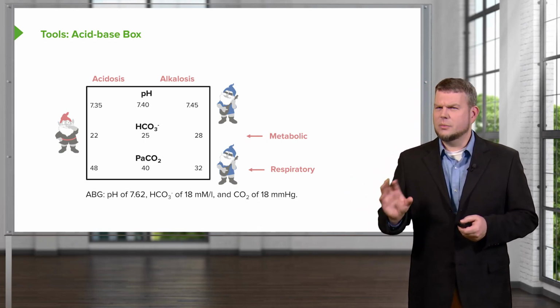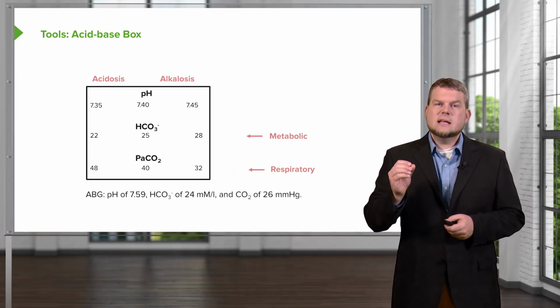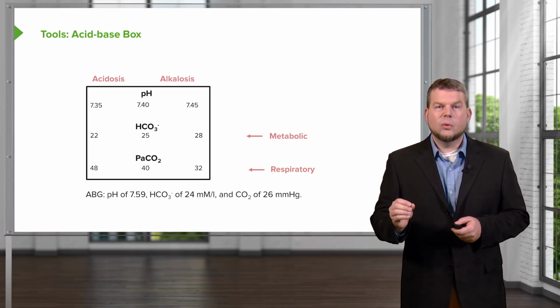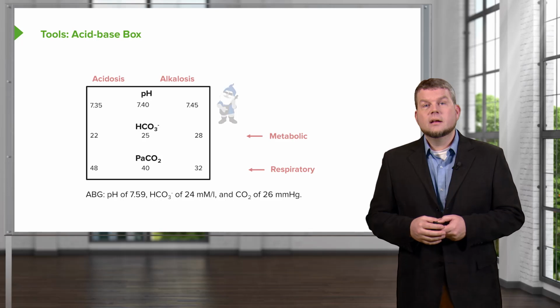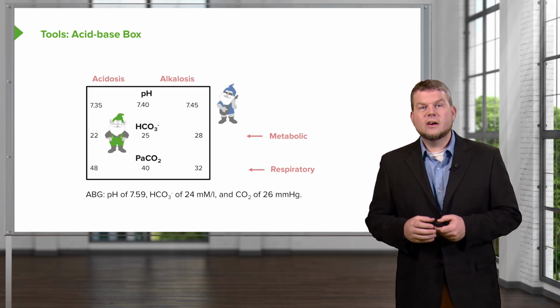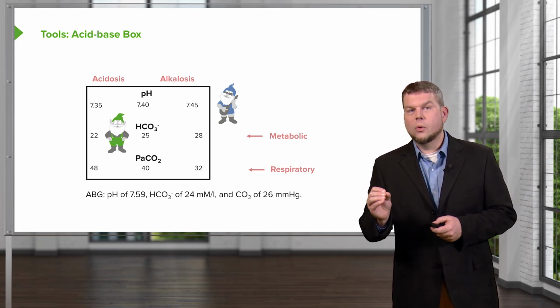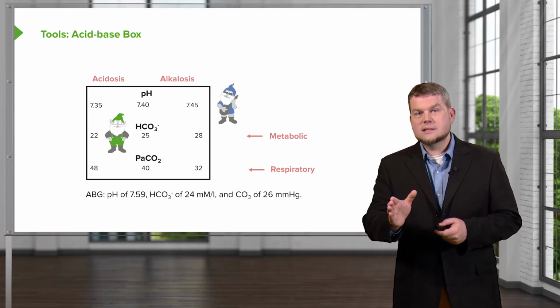I know right now you're going, what is he talking about? Let's go through another example. Let's say we have a pH of 7.59 obtained through an arterial blood gas. Blue gnome outside the box. We get a bicarb value now of 24. So now we're going to throw a green gnome inside the box.